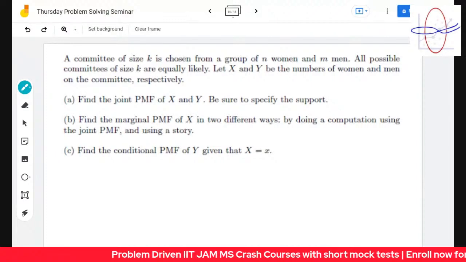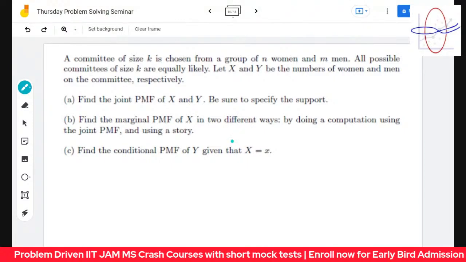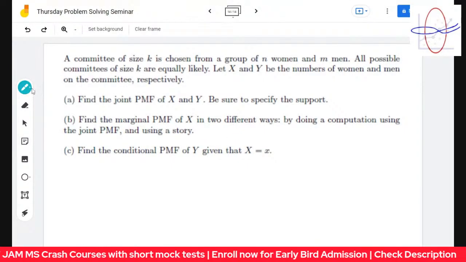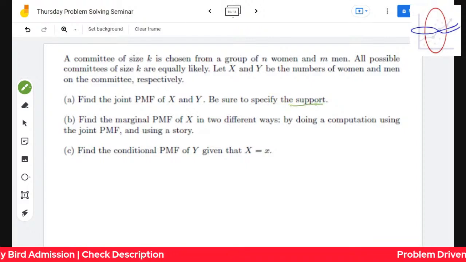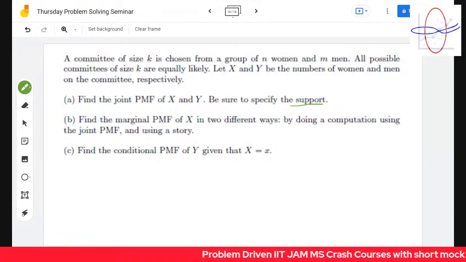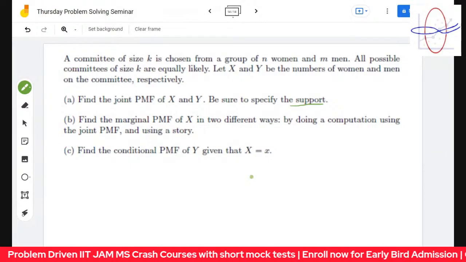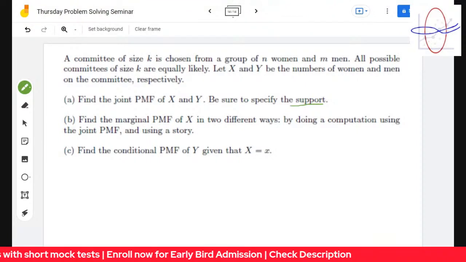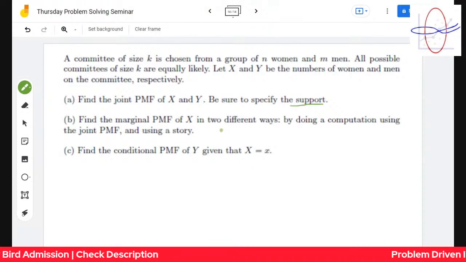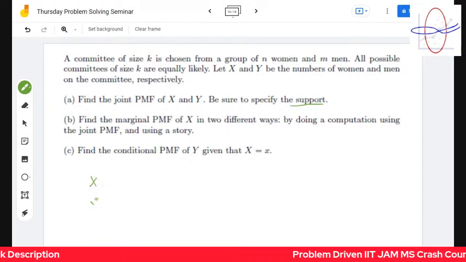So we will find the joint PMF of X and Y. Be sure to specify the support. This is super important. Remember, when I was teaching you random variables initially, the first step was specifying the range of X and Y. Always remember that, otherwise you will not be focused. You will not know what values of X you're trying to find. So what are the values X and Y can take?